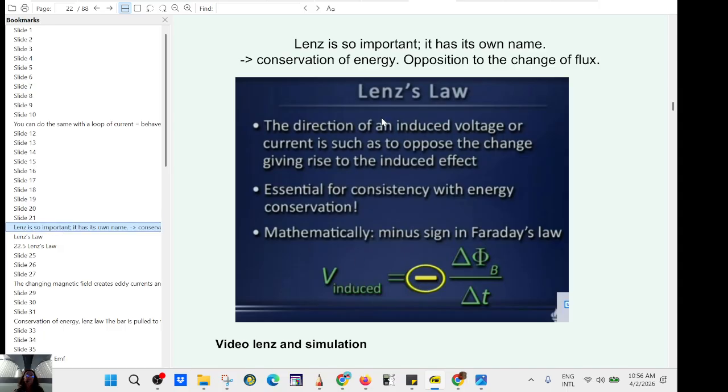Okay, it's Lenz law. Because the induced voltage or current is to oppose the change giving rise to the induced effect. Because of conservation of energy, you have to feel the pain.